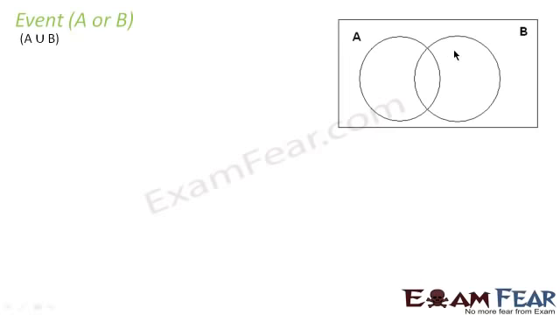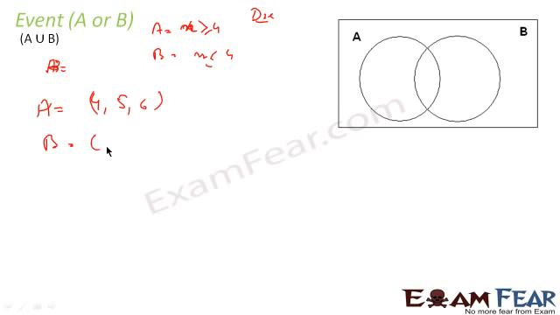Similarly, when we say A or B, A or B is A union B. For example, A has all numbers greater than or equal to 4 in a die throw, and B is numbers less than or equal to 4. So now A is equal to 4, 5, 6, and B will be 1, 2, 3, 4.